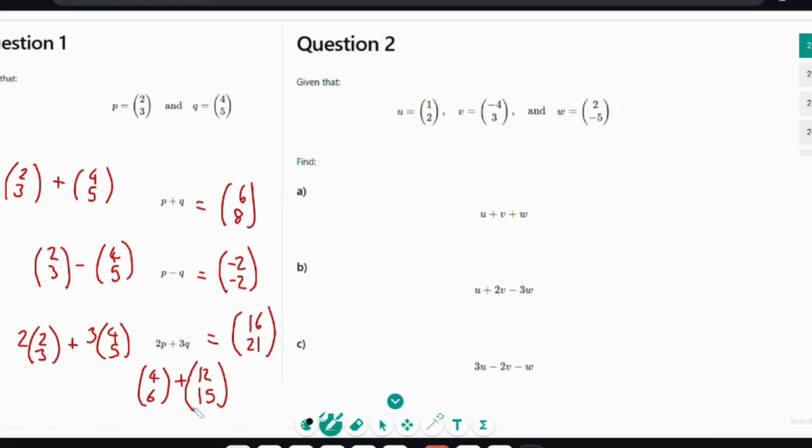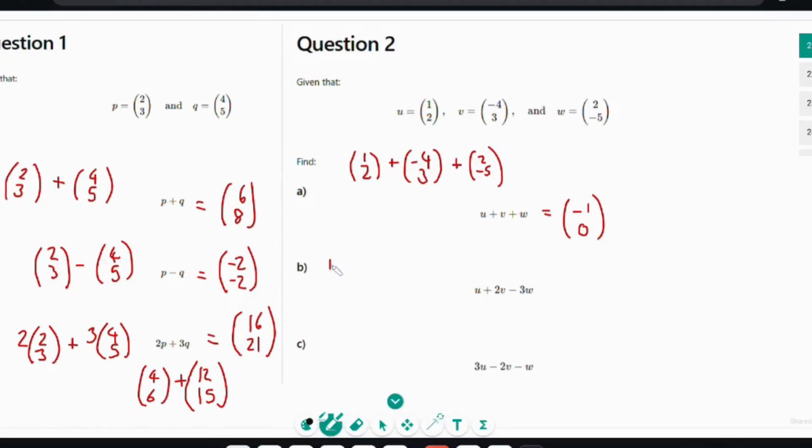Okay, for question 2, we've got U, V and W this time, so U plus V plus W. So 1 take away 4 plus 2 is negative 1. 2 plus 3 minus 5, 0.